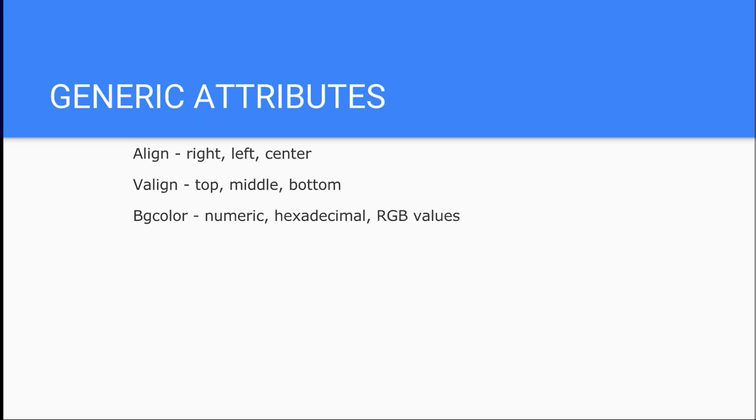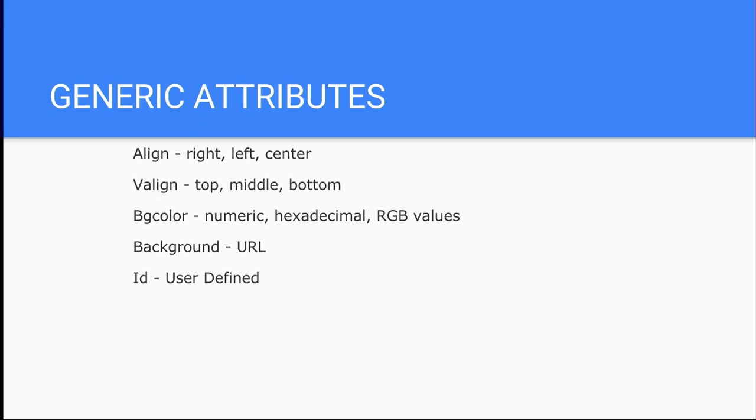And the next one is bgcolor. This attribute places a background color behind an element. There are three ways to give a color in HTML: numeric, hexadecimal, and RGB values. We are going to learn about this soon when we deal with colors. And the next one is background URL. It places a background image behind an element. We're going to see this soon too.